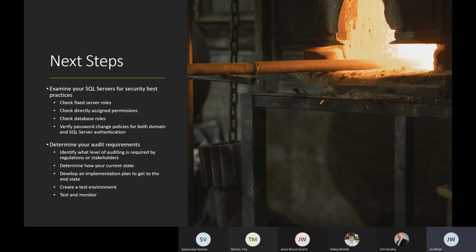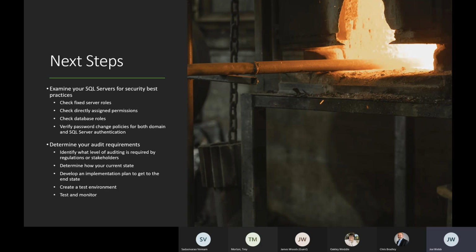assess where you are, determine where your current state is. Can you audit to the level that the organization needs you to audit? And then develop an implementation plan to close the gap, to get you to the end state. Very likely it won't be a short implementation plan. It may take you a little bit of time to figure out and implement it, but certainly take steps to begin closing the gap there.